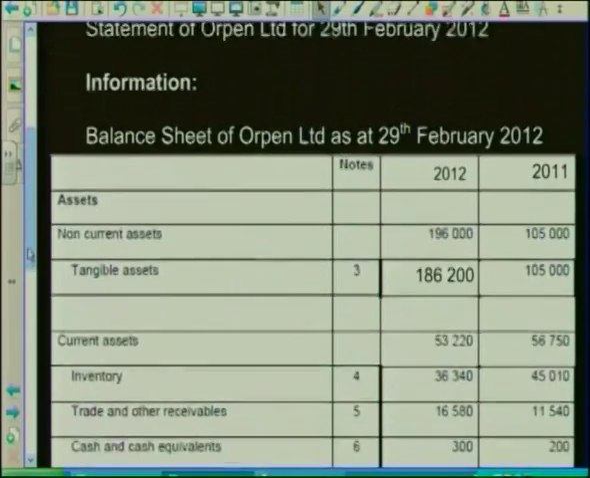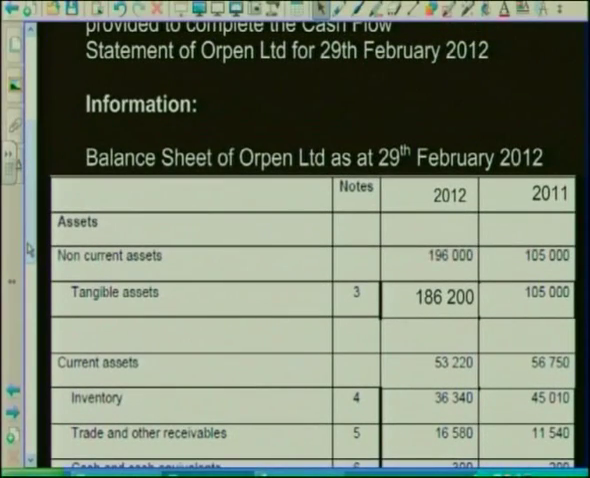Now, very, very quickly, 2011 is considered to be the beginning of our financial year. 2012 is the end of our financial year. So let's now start with inventory. 2011, let's look at how much of inventory was purchased. Okay, or inventory on hand rather, sorry. An amount of 45,010 Rand is our inventory, and our inventory at the end of 2012 is an amount of 36,340. So immediately, guys, can you see there's been a decrease in inventory?